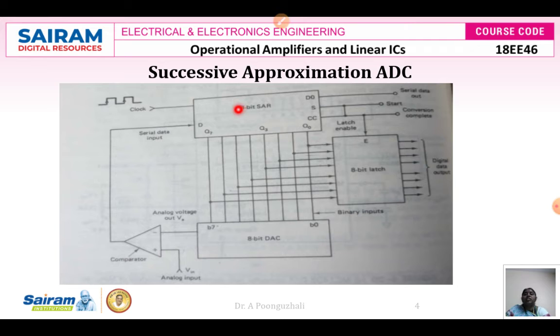The successive approximation register has two inputs. One is the clock signal, the other is the serial data input. This serial data input comes from the comparator output. The comparator compares the analog input signal with the analog output voltage obtained from the 8-bit DAC, where the digital signal is converted to an analog signal and compared with the input analog signal.